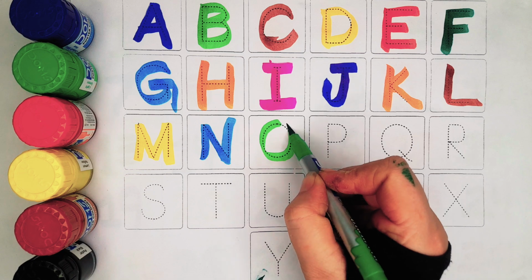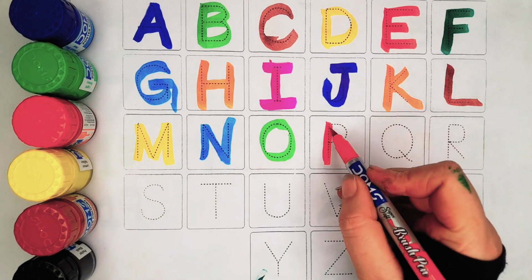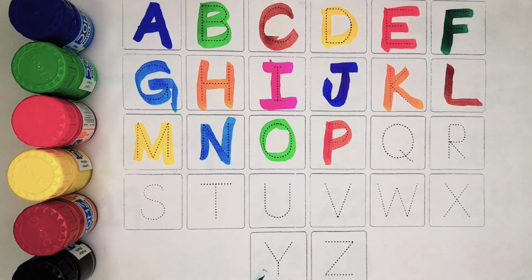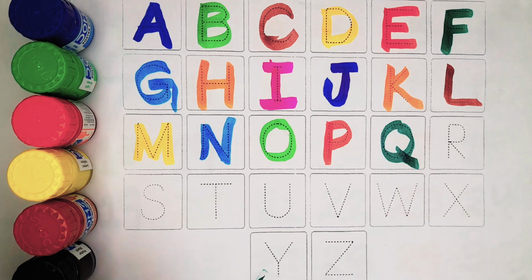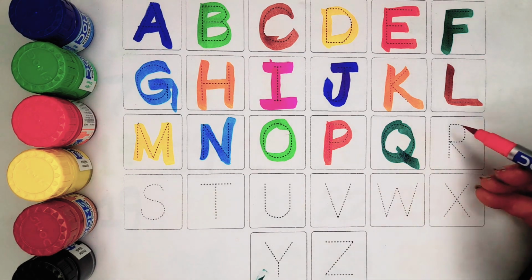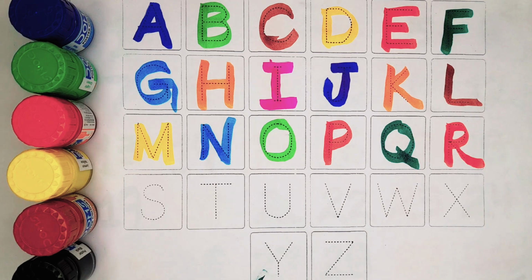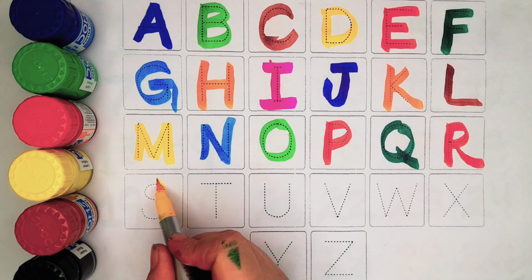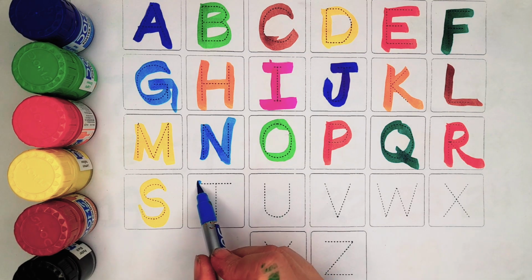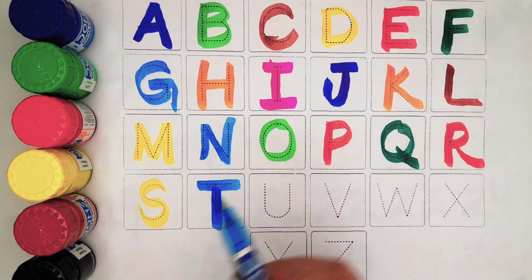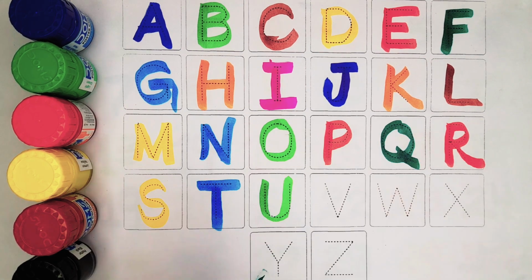O for onion. P for papaya. Q for queen. R for rabbit. S for sheep. T for tiger. U for umbrella.